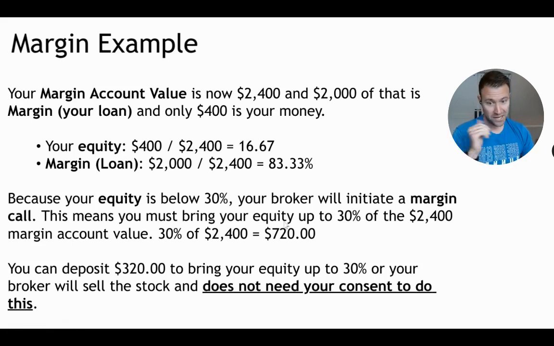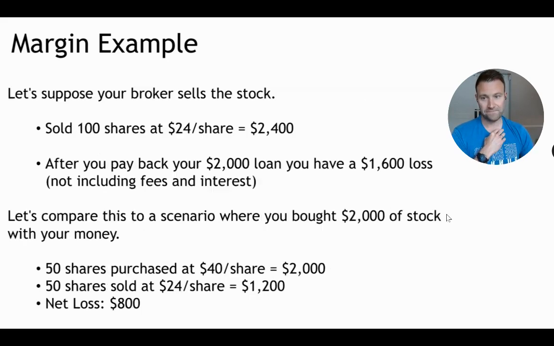In this case, you'd have to put $320 into your account, and you usually get a couple of days, maybe up to 5 days, depending on your track record and the volatility. These are very volatile times right now, so that may be an even smaller window, even less than 2 days in some situations, or they're going to turn around and sell your stock.